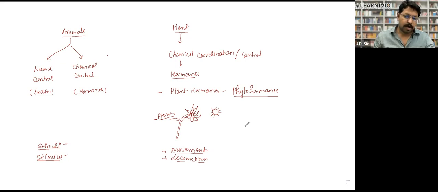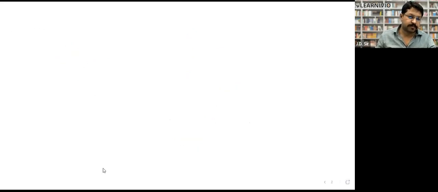So how does the movement take place in plants? What is the type of movement? Now there are two kinds of movement. So let's put the heading plant movement. And we have already discussed that plant movement does take place with the help of what? It takes place with the help of hormones, phytohormones, right? So please start noting them.